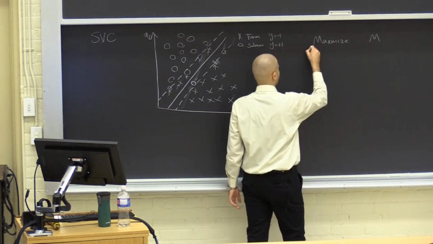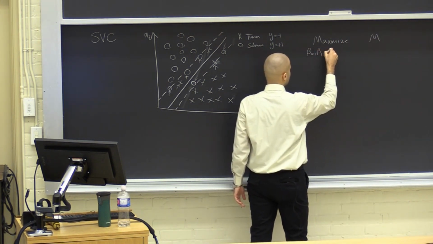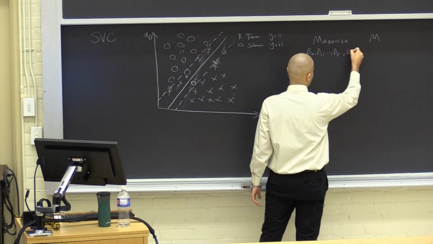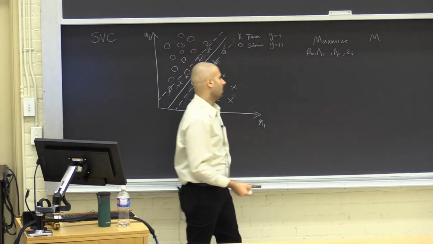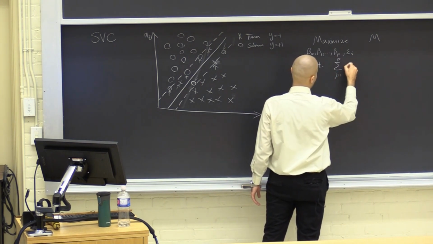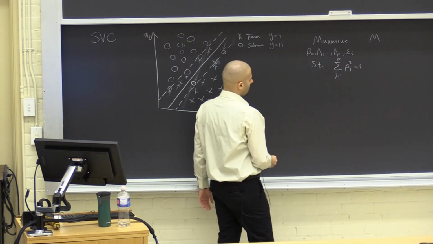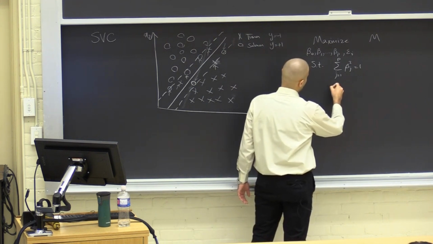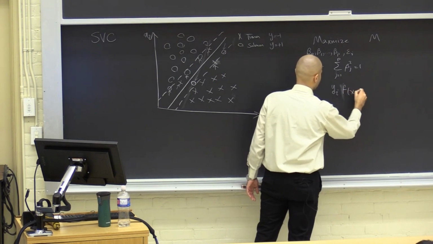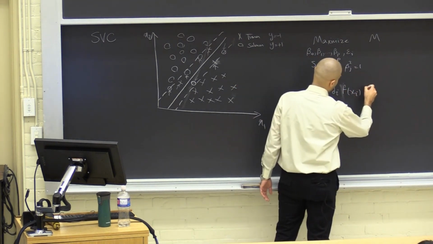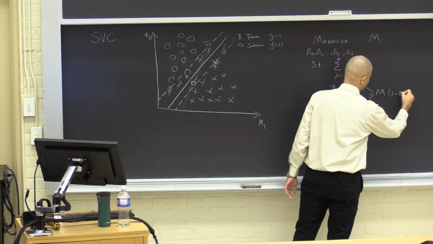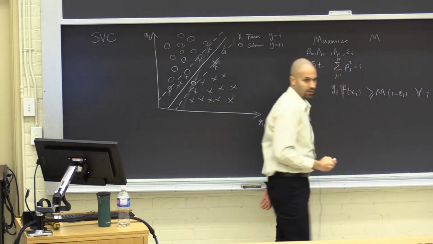optimization problem. We want to maximize over these betas. But now we're considering some slack for every single observation. So the constraints are as before, from 1 to p, sum of beta j squared is 1. And for the second constraint, I think we had something like this: y_i times f of x_i should be larger than M. Now we're considering a slack of 1 minus epsilon_i for all observations.